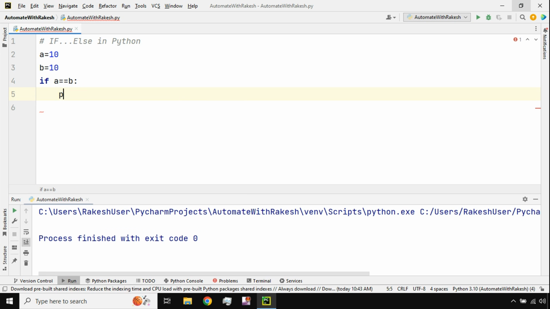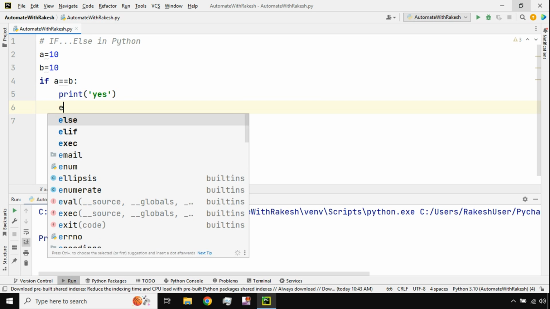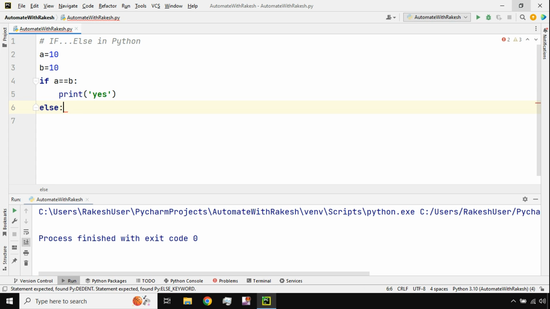colon. Then if they are equal, it should print yes. If they are not equal, then I'll say else colon. The moment you put colon, it will take you to the right side, so this space is very important. This is known as white space. This represents a block of code, so ensure the space is there. Okay, else print no. So I'll say no. Okay, so that's all.